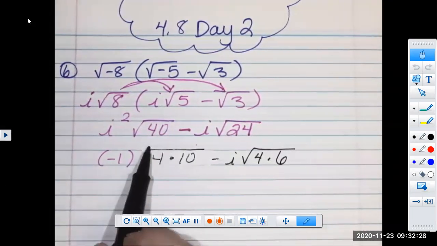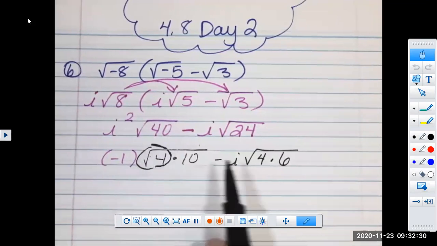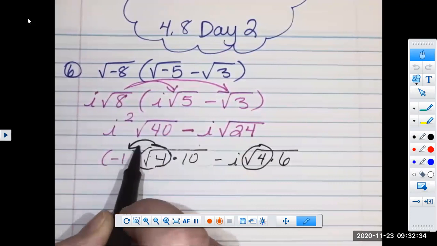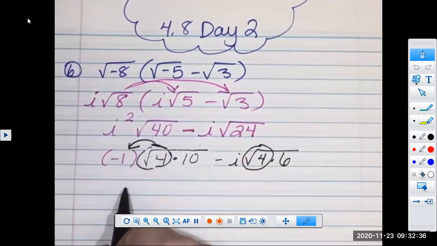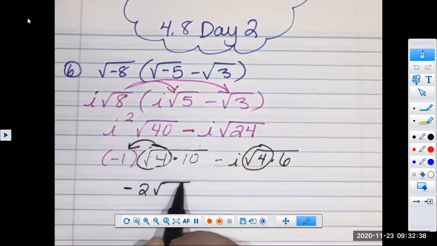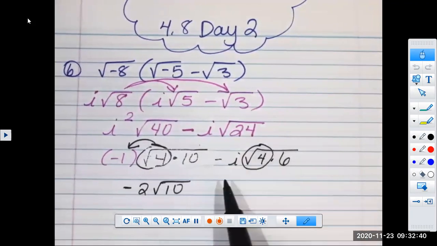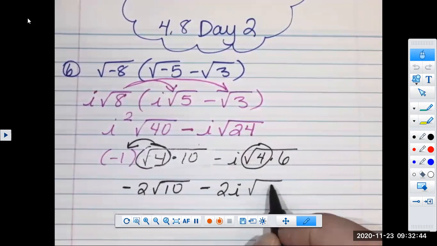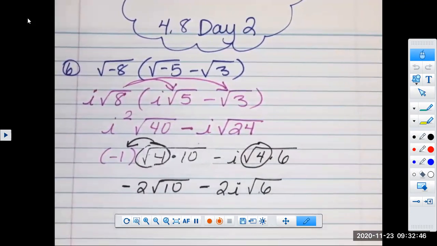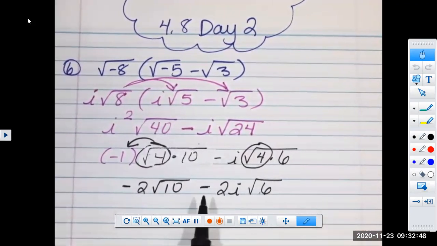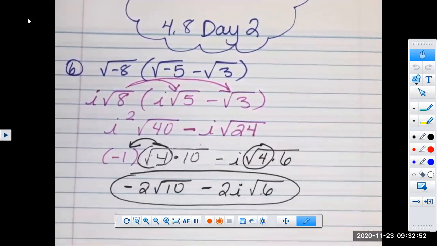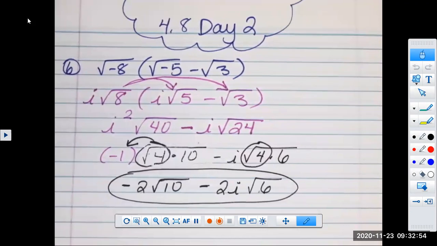Take the square root of the numbers that you can. So I can pull out square root of 4 in both cases. And if I take the square root of 4 and multiply it to -1, I get -2. If I take the square root of 4 and pull it out front with i, you have 2i and then root 6. Now, there's nothing else you can do with this because root 10 and i root 6, these are not like terms. So I can't combine those at all.